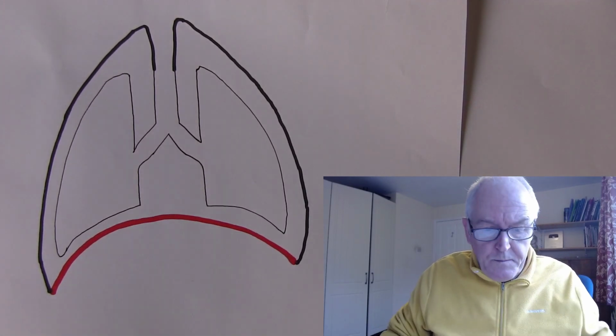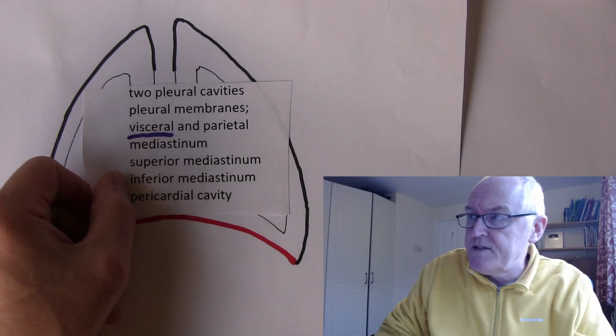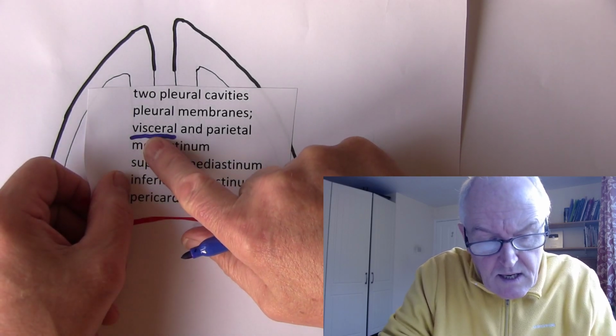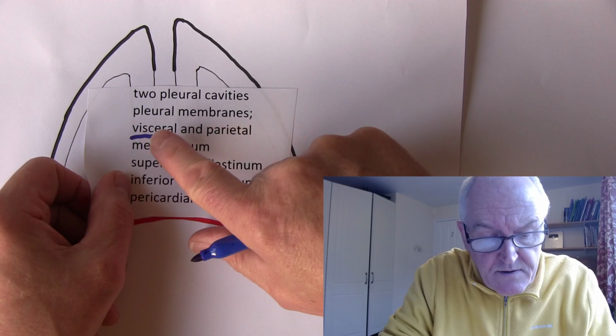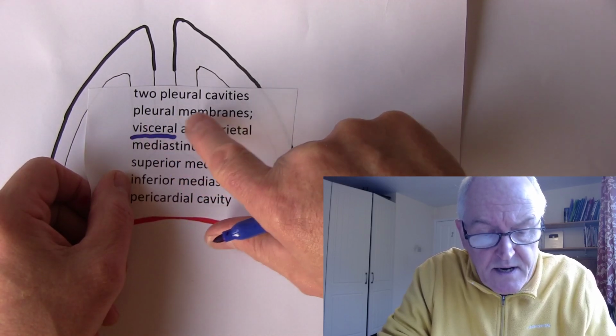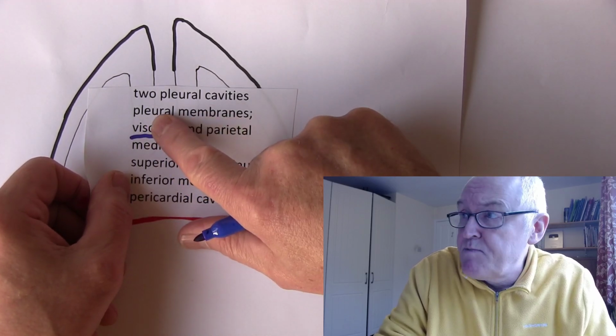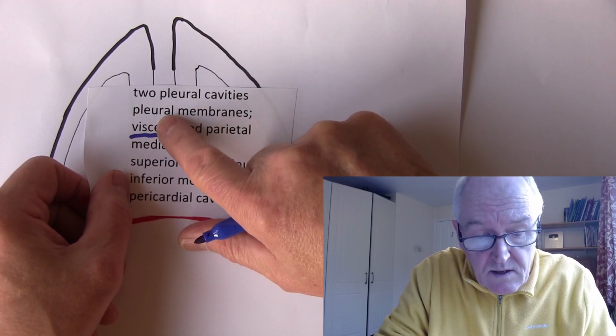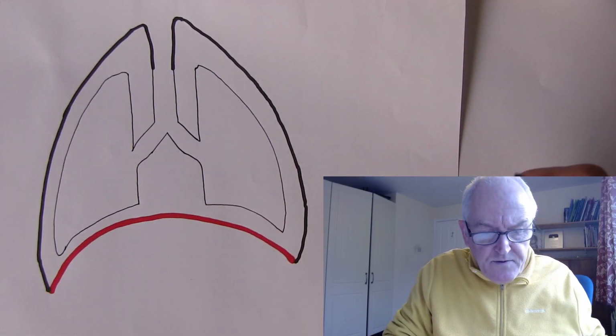Now the first membrane I'm going to draw on is the visceral pleural membrane. So the visceral pleural membrane. Pleural is to do with the lungs. Pulmonary and pleural both mean to do with the lungs. So the visceral first of all.